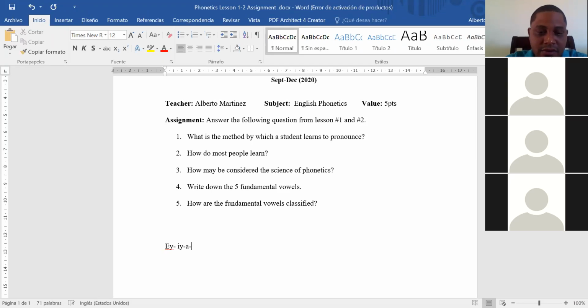We have this one, this one, and this one also. Let me put this in small letter. Now I'm just gonna put it a little bit bigger so you can see it. Okay, now we have the 5 fundamental vowels. These are the 5 fundamental vowels, and each one of them has its pronunciation.